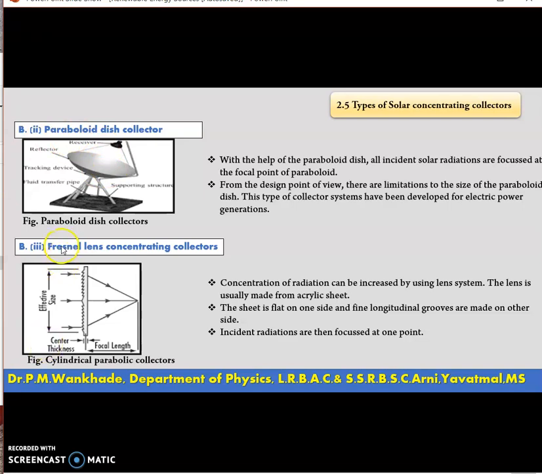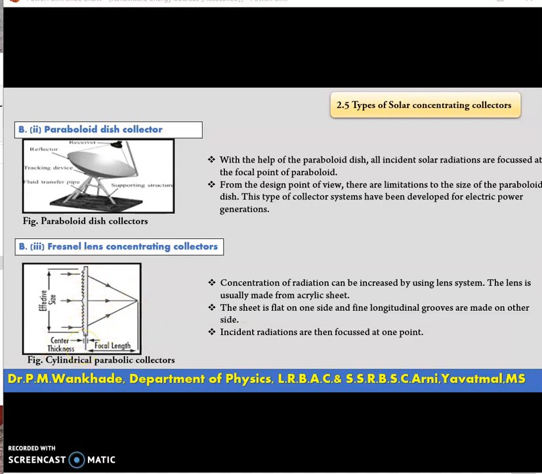The last one is the Fresnel lens concentrating collector. Concentration of radiation can be increased by using a lens system. The lens is usually made from acrylic sheet. The sheet is flat on one side and fine longitudinal grooves are made on the other side. The incident radiation is then focused at one particular point, which is the focal point of this sheet.